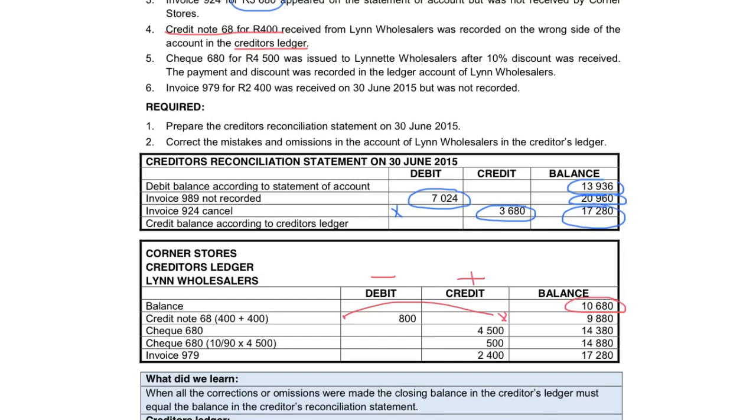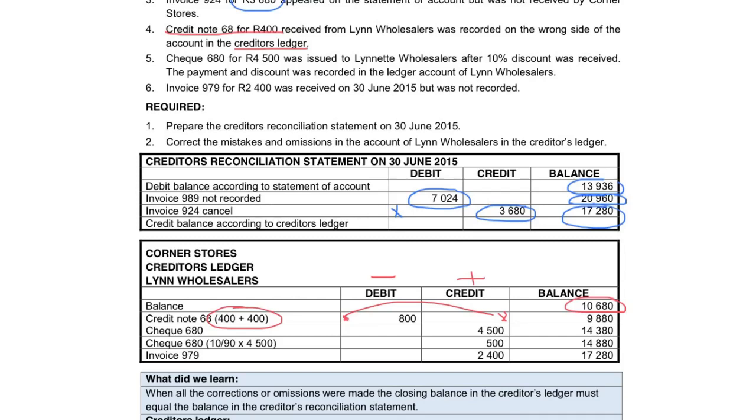So if an entry was done on the wrong side of the account, you will have to correct it twice. One entry to correct the mistake that was put onto the wrong side of the account, and the second entry to show that that entry was supposed to be done on the debit side.